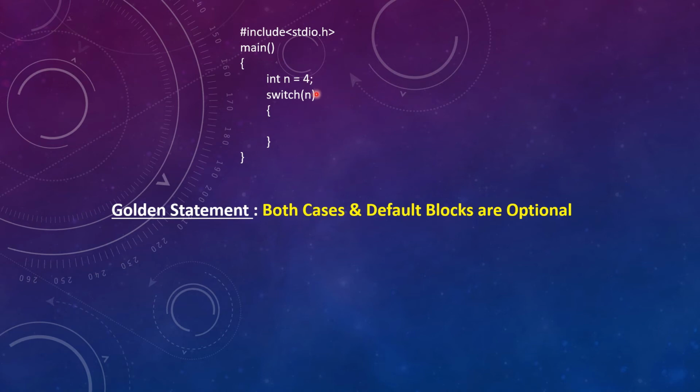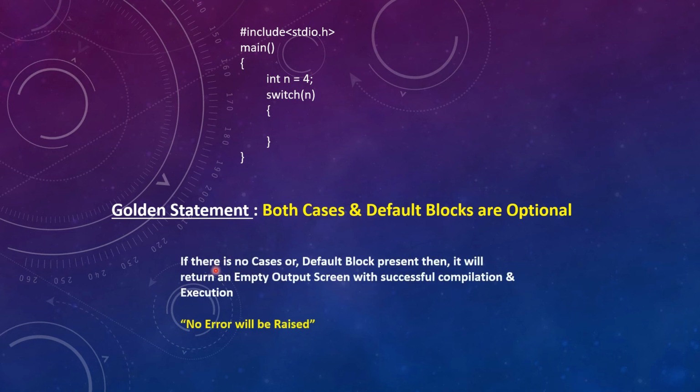Whenever you are passing something to the switch, your work is done. Now switch has to compare it with the cases. But if there is no case itself, then there is nothing to worry about because you did your job. Now switch is not able to find the cases, so it will just give an empty output screen, right? So there is nothing like compilation error. Both the cases and the default blocks are optional, so there is no error. If there are no cases or default blocks present, then it will return an empty output screen, but no error will be raised.